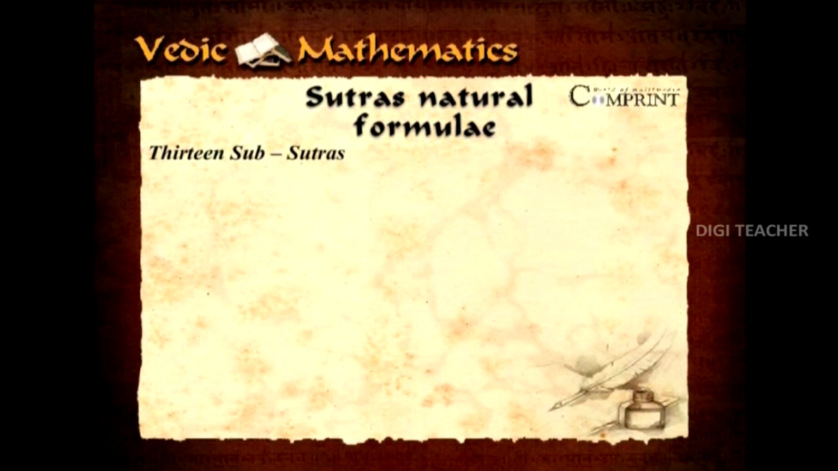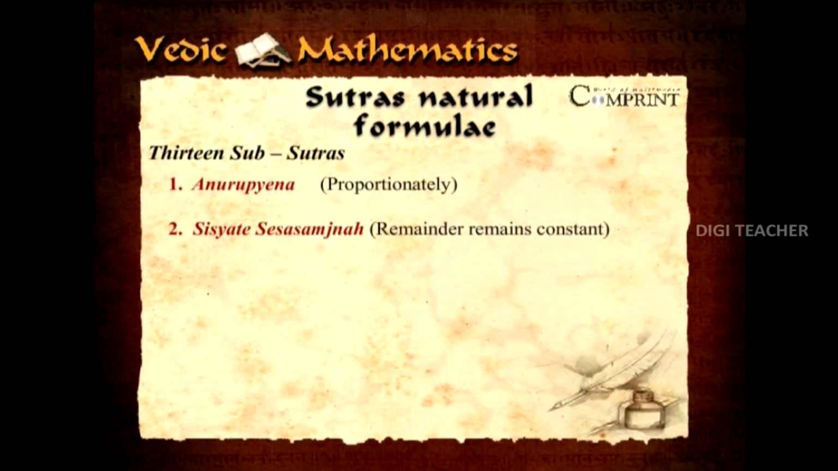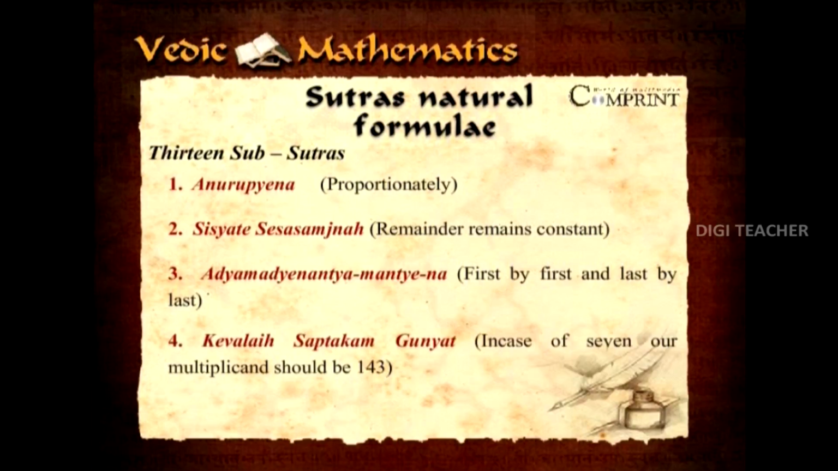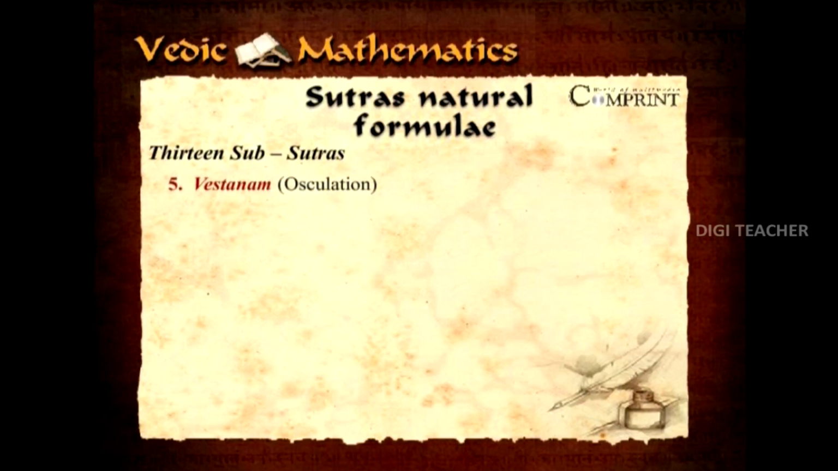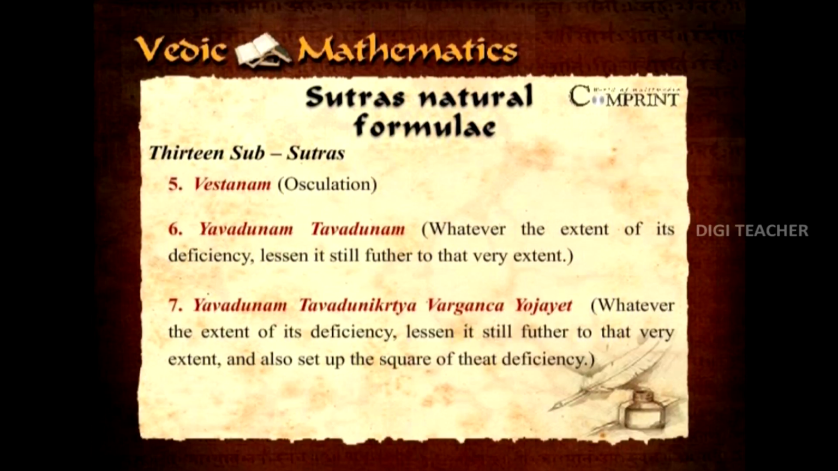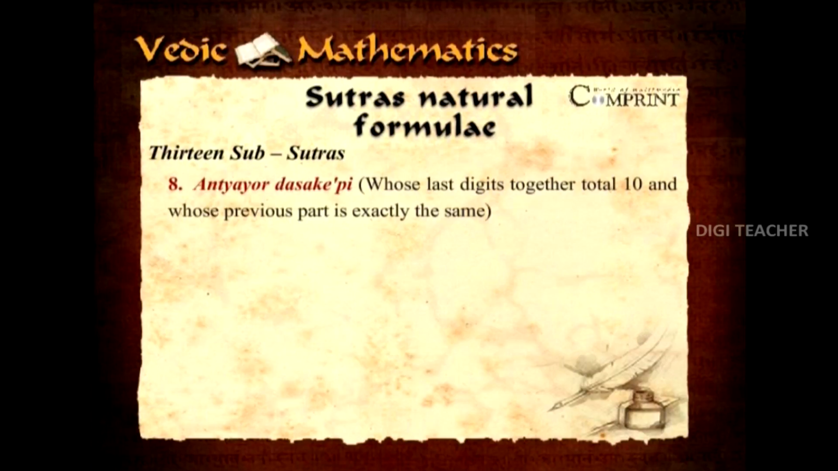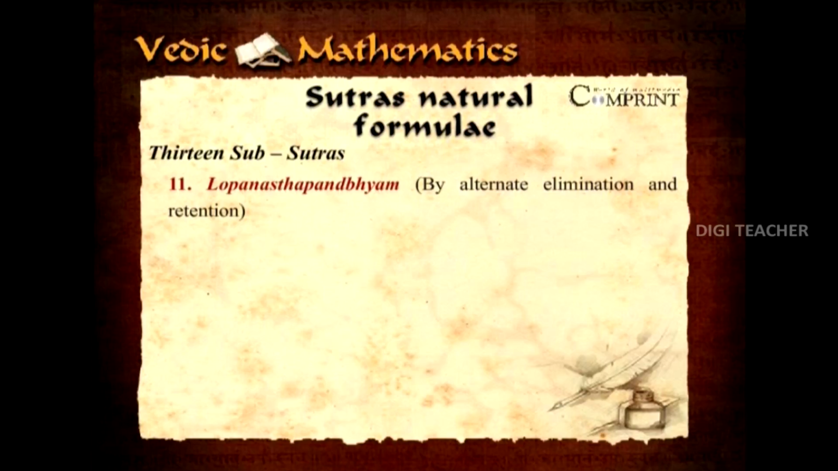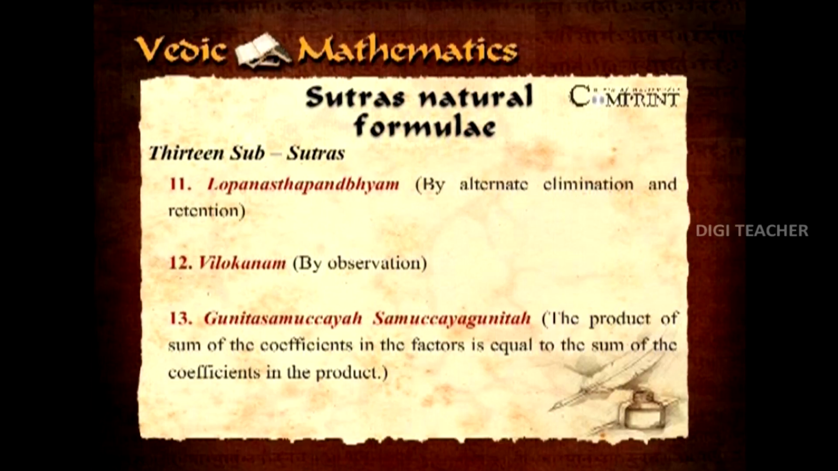The 13 sub-sutras. Anurupyena. Sisyate Sesha Samjna. Adyamadyenantyamantyena. Kevalaih Saptakam Gunyat. Vestanam. Yavadunam Tavadunam. Yavadunam Tavadunikritya Vargancha Yojayet. Antyayor Dasakepi. Antyayoreva. Samuccaya Gunitah. Lopanasthapanabhyam. Vilokanam. Gunita Samuccayah. Samuccaya Gunitah.